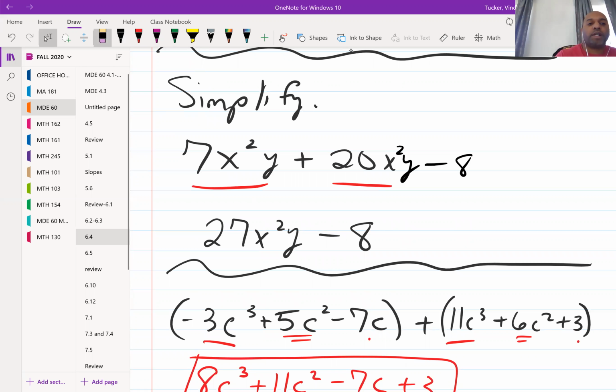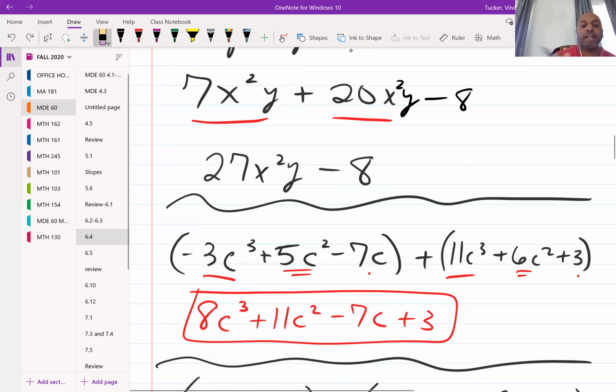All right, so with this next one, you have negative 3c cubed plus 5c squared minus 7c plus 11c cubed plus 6c squared plus 3. Once again, you're looking at just adding your like terms, and if there's anything that cannot be added, then you just bring it down.